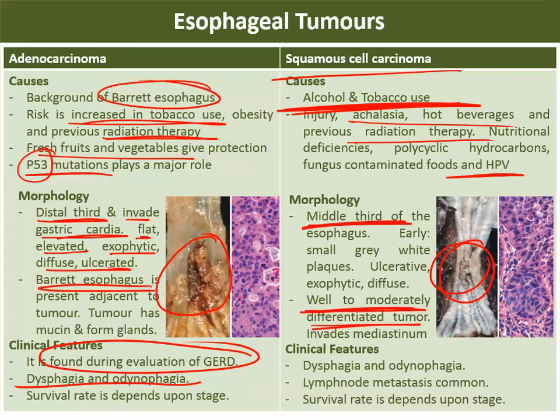It invades the mediastinum, it goes into the mediastinum, and again it can produce dysphagia, odynophagia. Here lymph node metastasis is very common, more than in the adenocarcinoma. In adenocarcinoma also lymph node metastasis happens, but here it is very common, it comes very early, and survival rate also depends upon the stage. Okay, so we end the first half of the lecture.